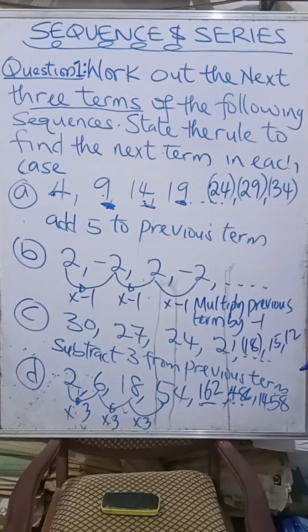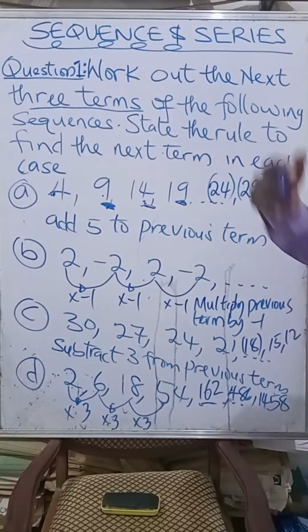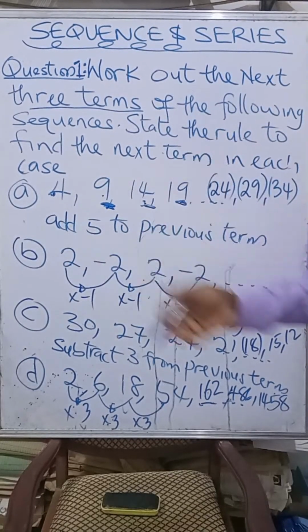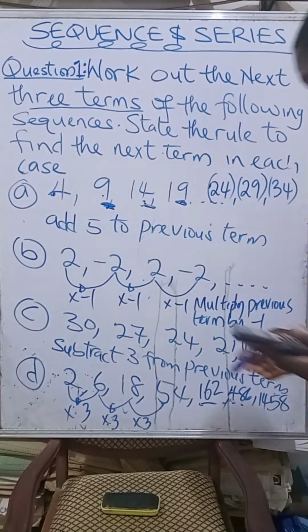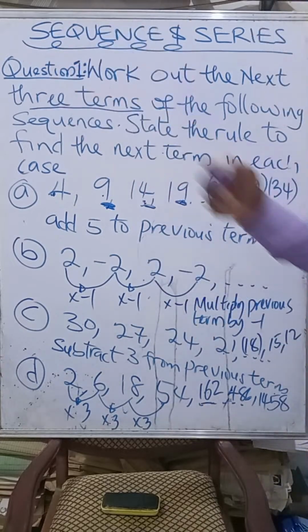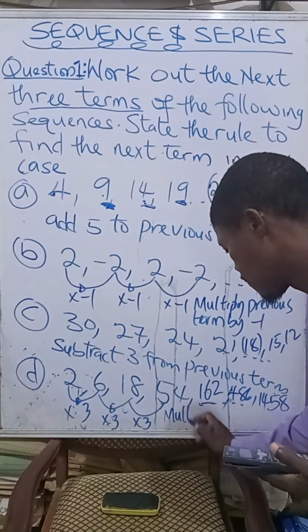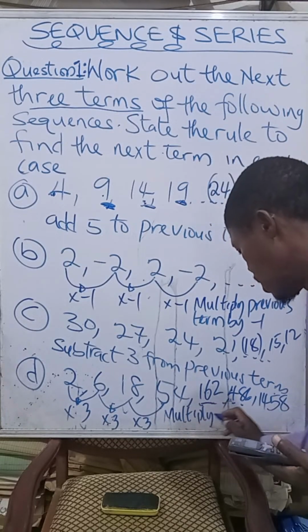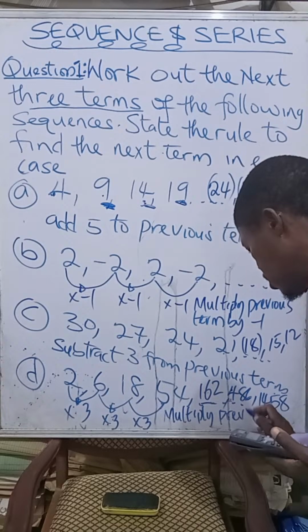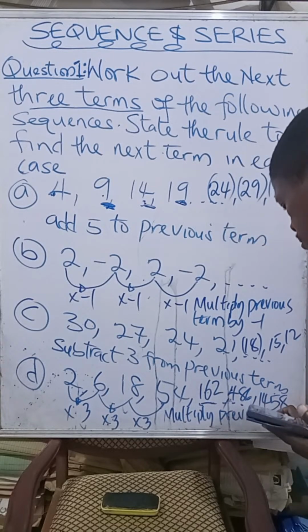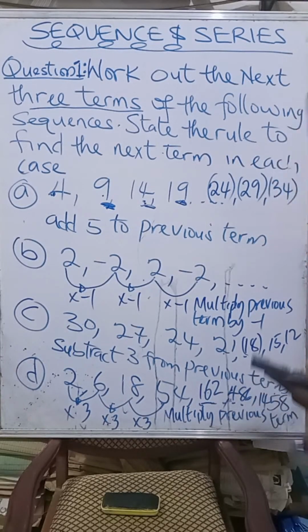Okay, the rule for this sequence is what? Multiply the previous term by 3. Multiply the previous term by 3.